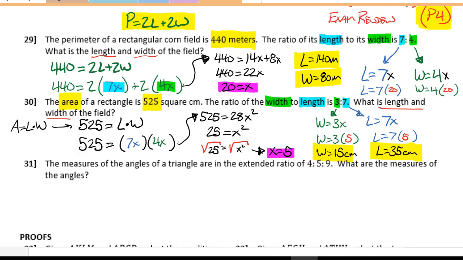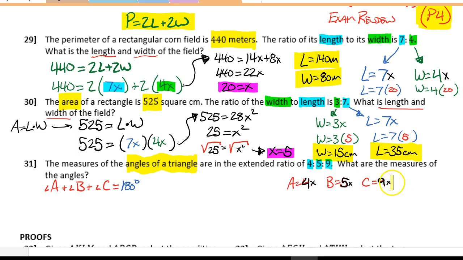Question 31. We used perimeter and area in 29 and 30 respectively. Here we're going to have to use our knowledge of angles of a triangle and the fact that we know the number of degrees inside a triangle. We know that some angle A plus some angle B plus some angle C inside of a triangle equals 180 degrees. Now these angles are given to us in an extended ratio of 4 to 5 to 9. They're all related by some number. We don't know what that number is, so we're going to call that x. And we're just going to arbitrarily give each angle a name. We'll go ABC for 4, 5, 9, giving us A is equal to 4x, angle B is equal to 5x, and angle C is equal to 9x.